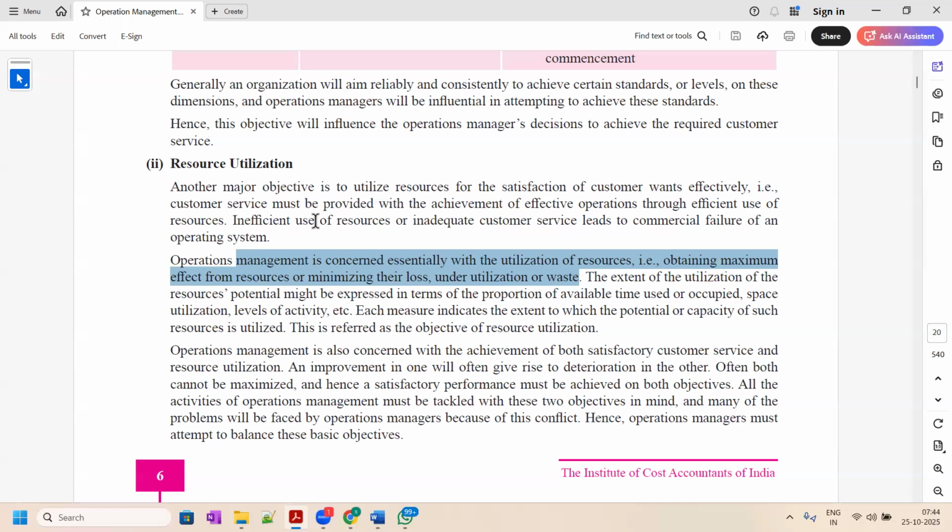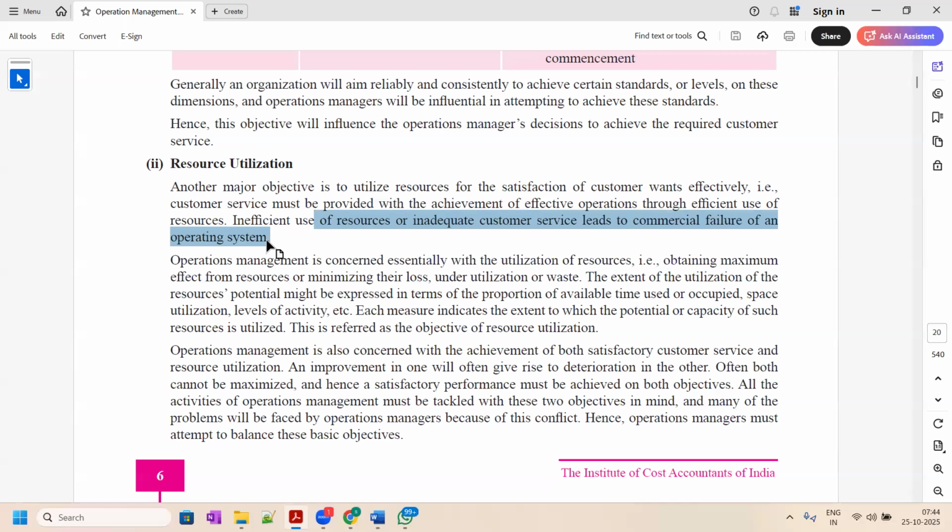So inefficient use of resources or inadequate customer service lead to commercial failure of the operating system. So whenever we talk about resource utilization, it is all about how we can utilize our resources so that we can achieve customer efficiency in the product. Because every customer, when they look for a product, is looking for particular specifications, and if resources are wasted or customer service is poor, then definitely the business will fall.